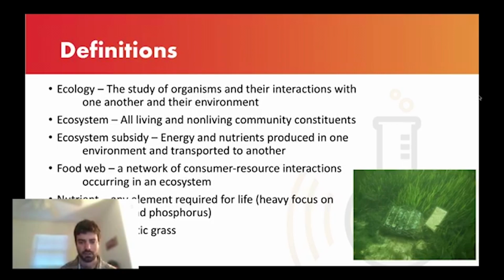A nutrient is any element required for life, but there's a heavy focus on nitrogen and phosphorus. But we could also talk about things such as iron, magnesium, manganese, things like that. But there's a heavy focus when we talk about nutrients on nitrogen and phosphorus. And finally, eelgrasses are these aquatic grasses that I previously mentioned. We got a slide off to the right. It's just a grass that lives in aquatic ecosystems. And so we'll go on to the next slide here.